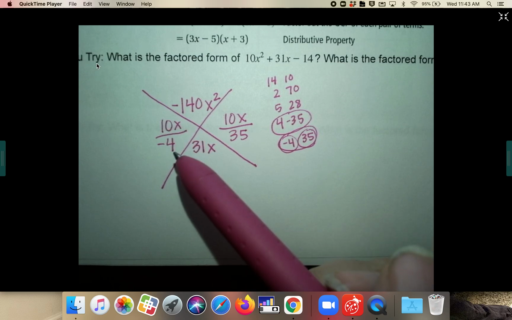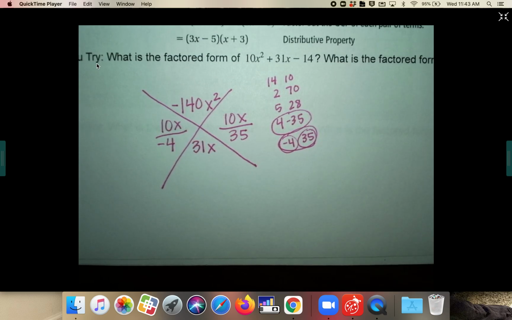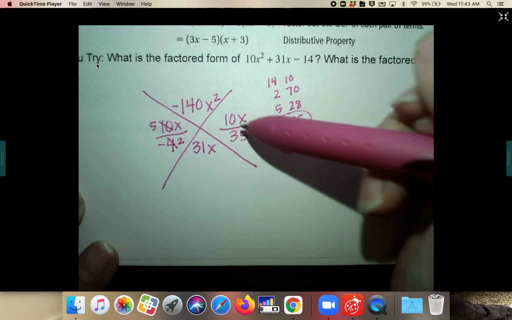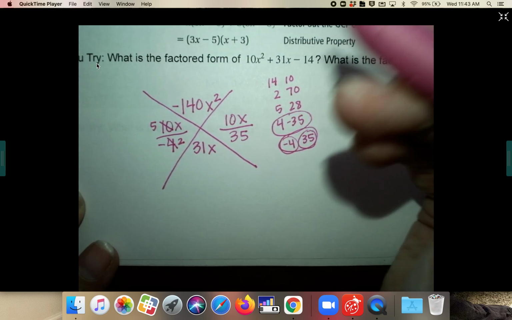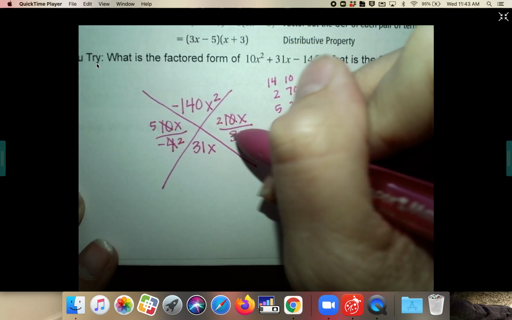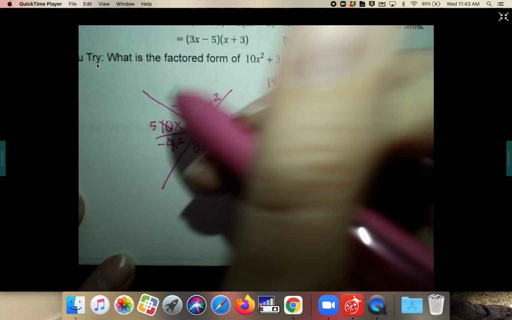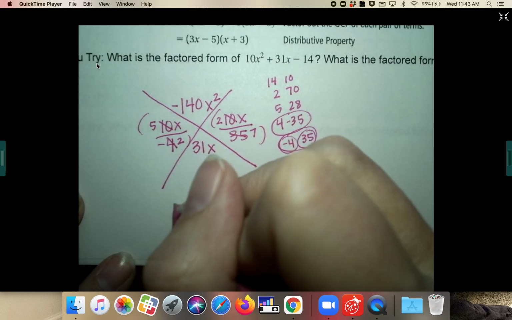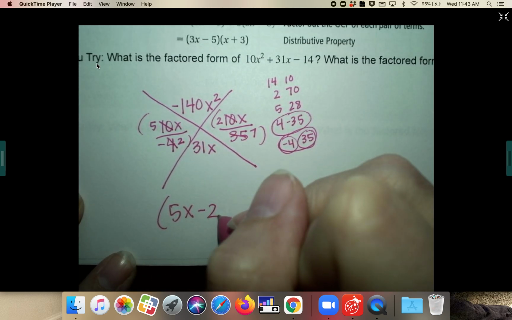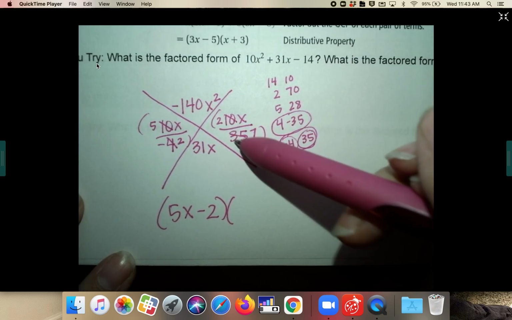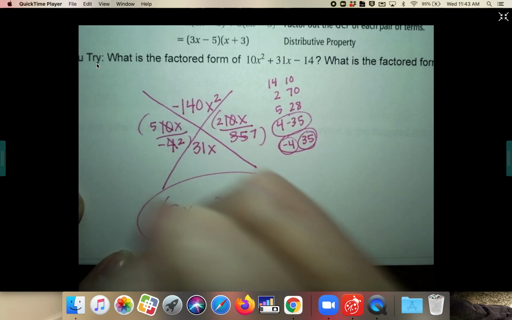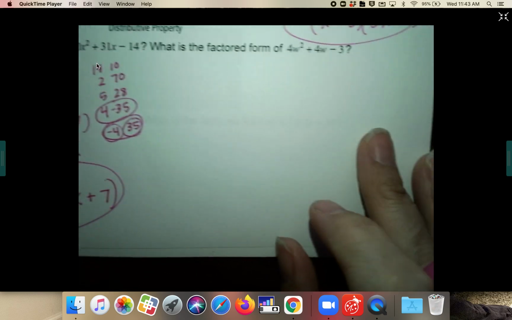So can we simplify 10 over 4? Yes, they both divide evenly by 2. 10 divided by 2 is 5. 4 divided by 2 is 2. 10 and 35 both divide evenly by 5. 10 divided by 5 is 2. 35 divided by 5 is 7. And so now we are done. 5x minus 2 and 2x, that's a positive 7, so 2x plus 7. All right, another.